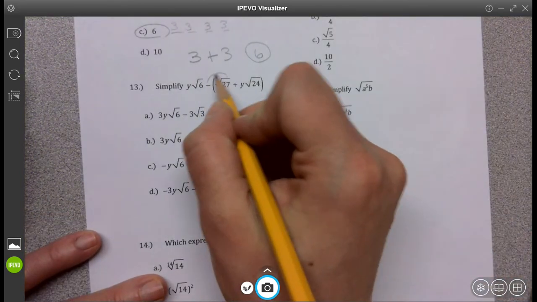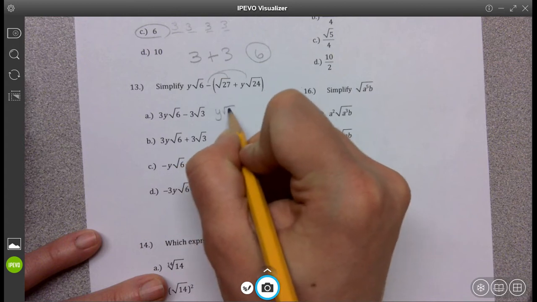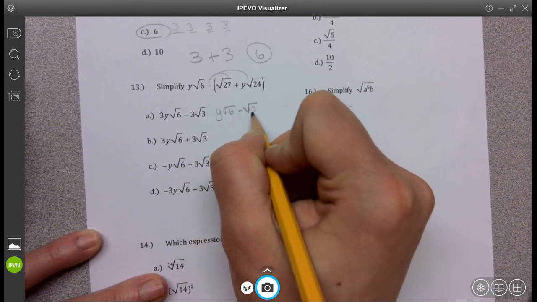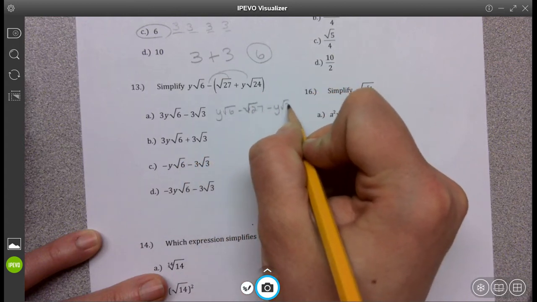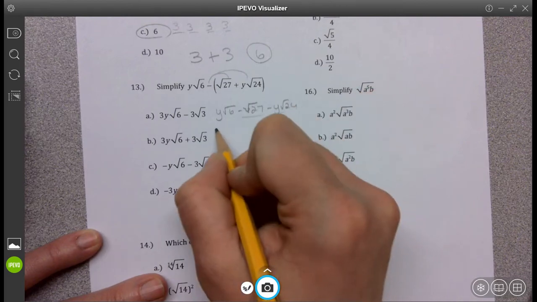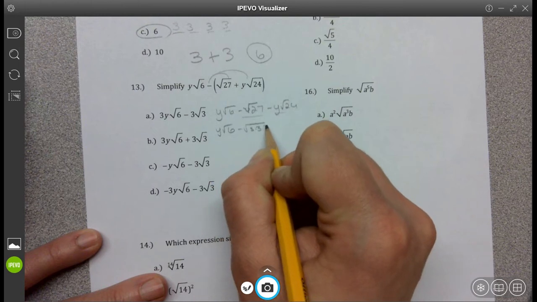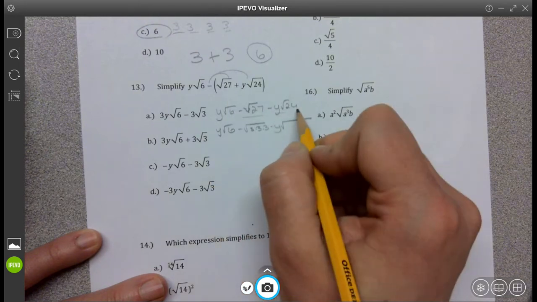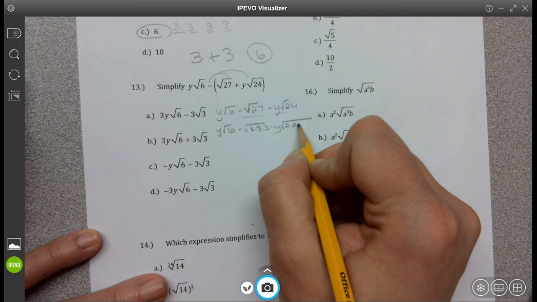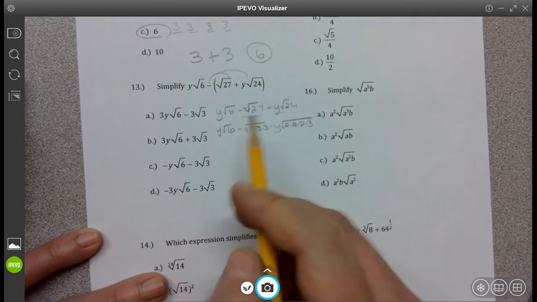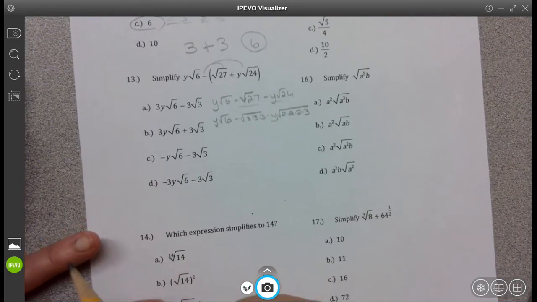Here, they want you to subtract. So you get 4th root of 6 minus square root of 27 minus 4th root of 24. Make sure you're subtracting both. This can't be simplified anymore, but 27 is 3, 3, 3, and 24 is 2 times 12, which breaks down to this. If you need more space and you have to go slower, that's fine.